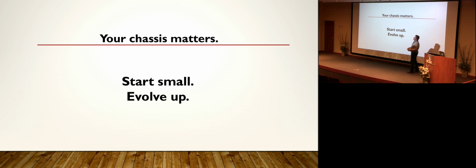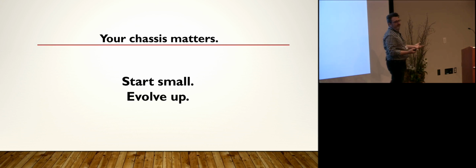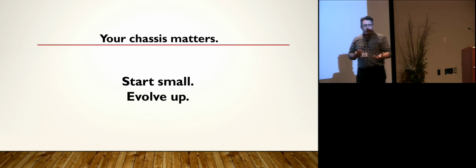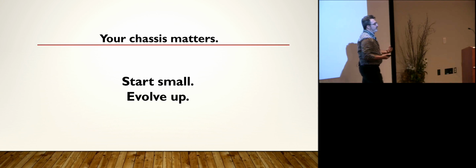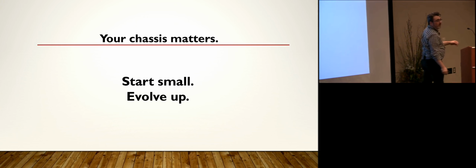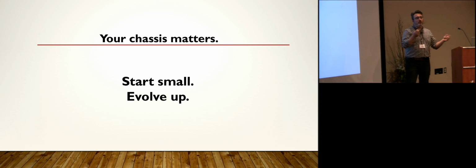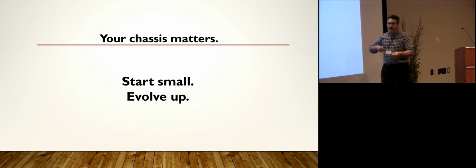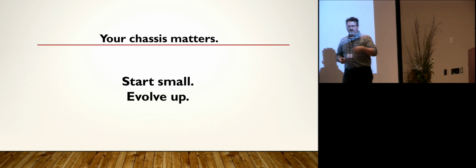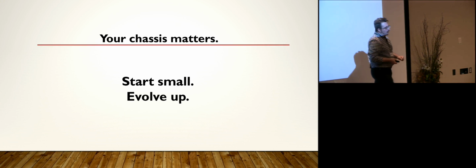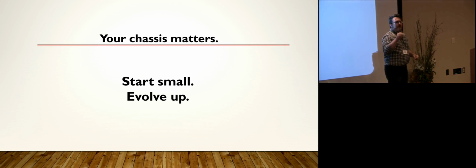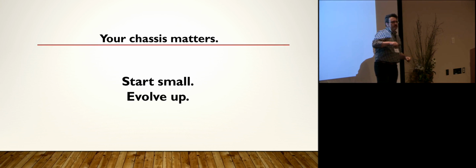So your chassis matters, right? Your chassis is your phone or your tablet. And it matters because they have different functions or different abilities. So I use the iPhone 7 Plus. It has two lenses on it, right? It has a 21 millimeter lens and about a 52 millimeter lens. Thus, I do not need to get external lenses.